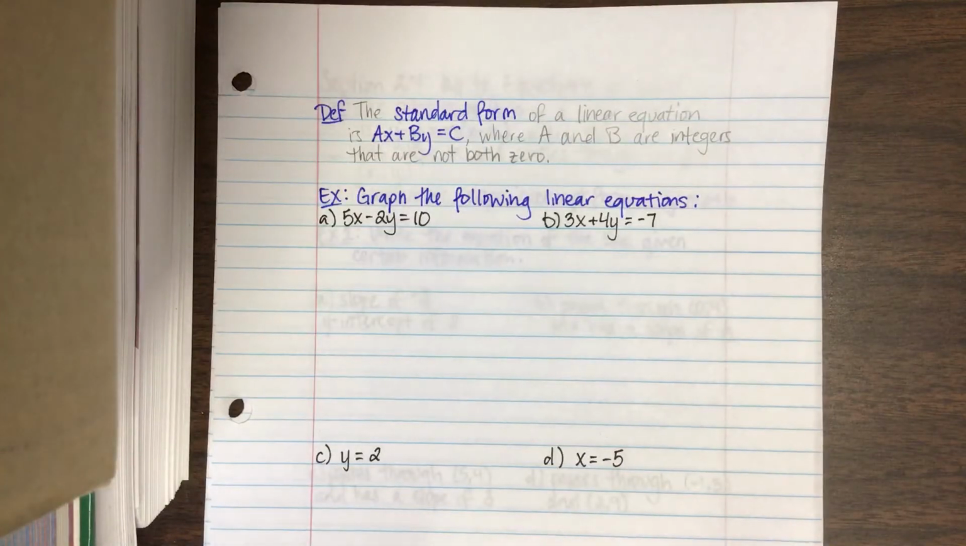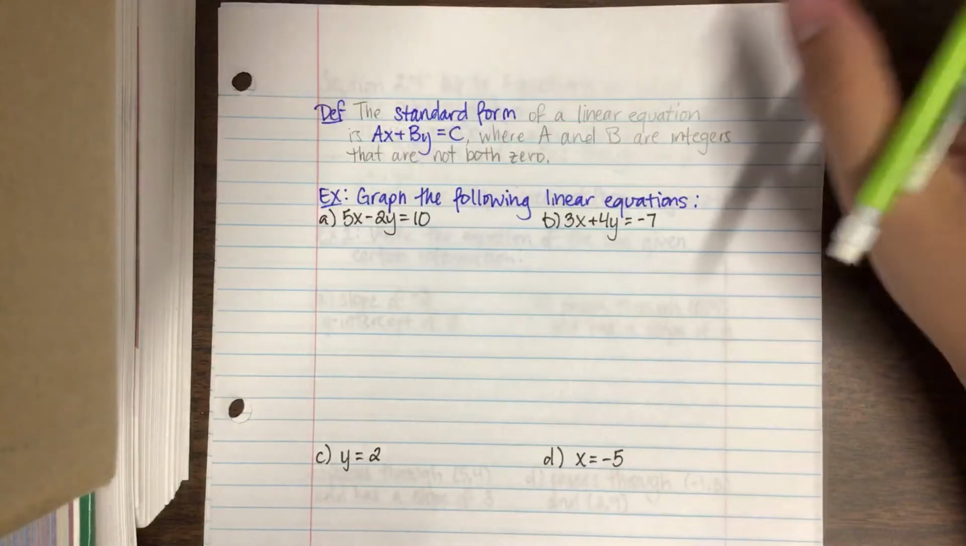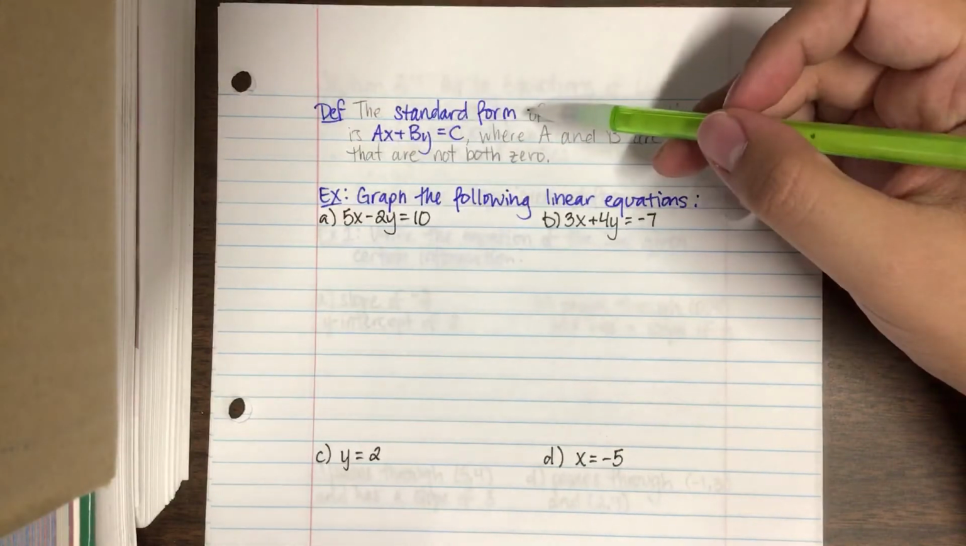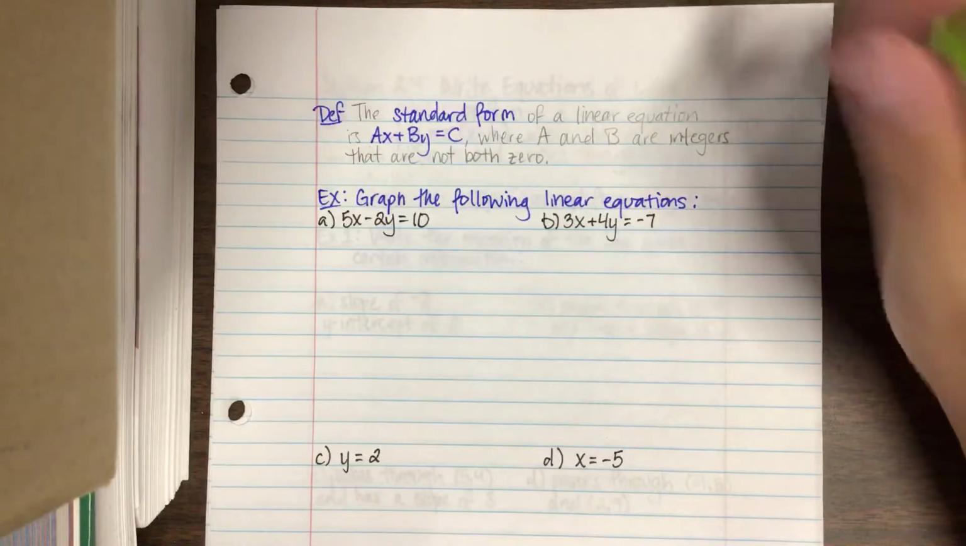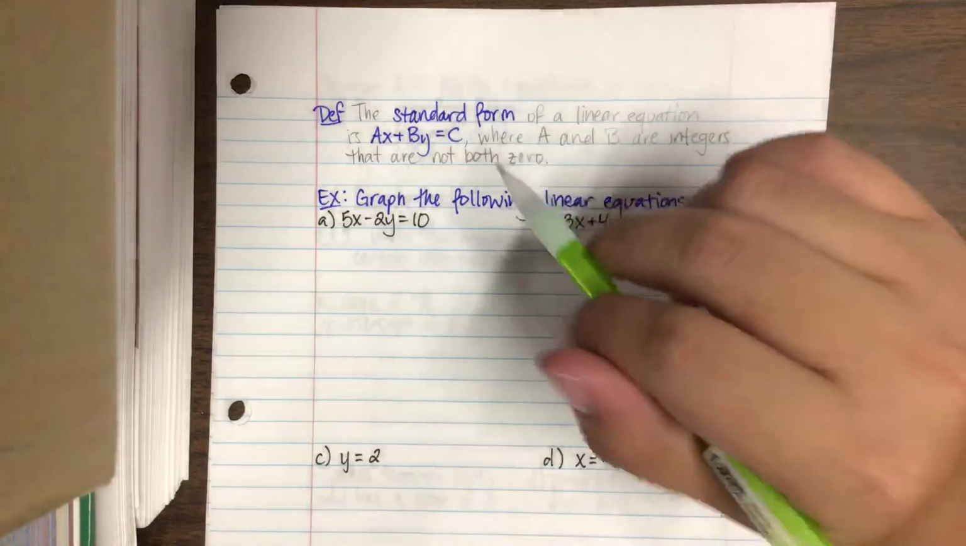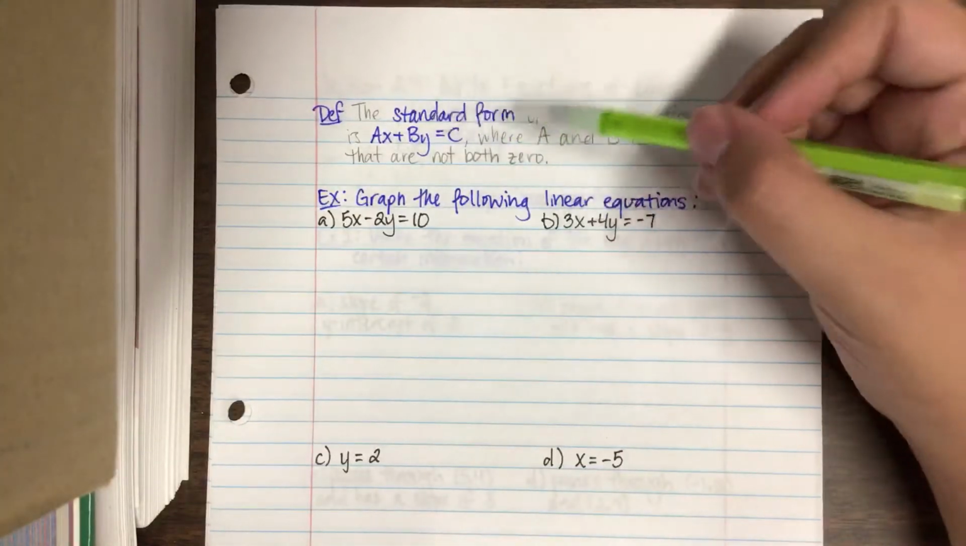Alright, Algebra 2, here's our last video for section 2.3. We're going to be covering the standard form of the linear equation. So far we've covered the slope-intercept form. Here's another one we can use: standard form.